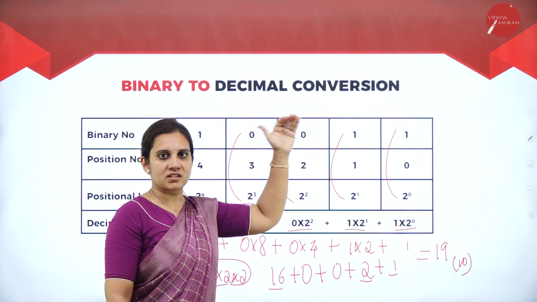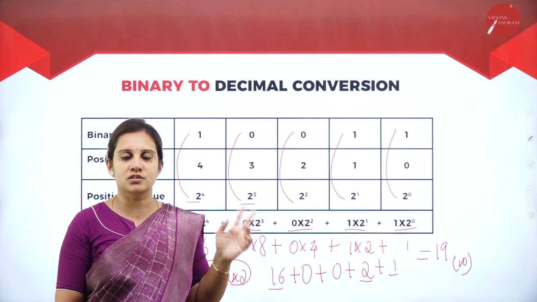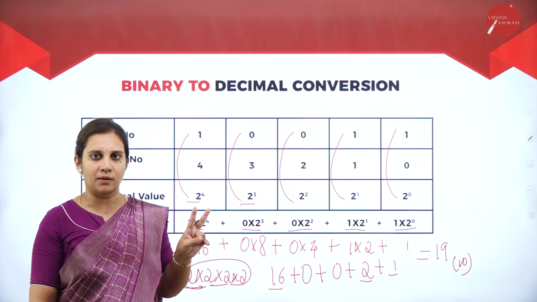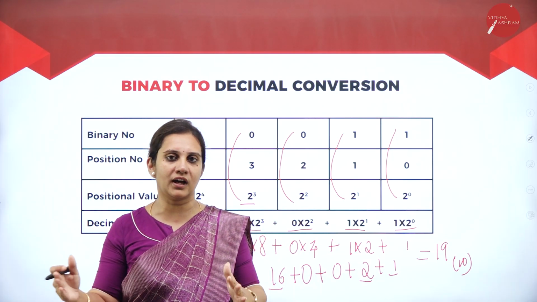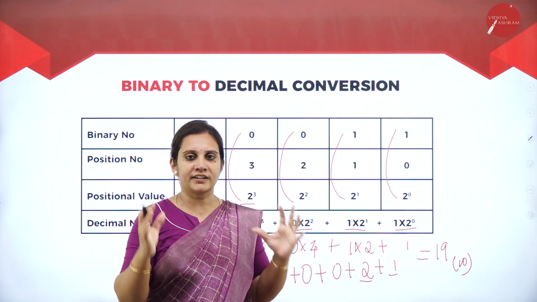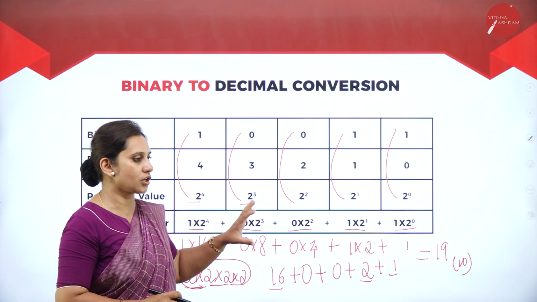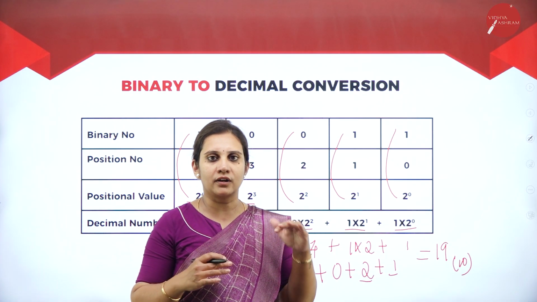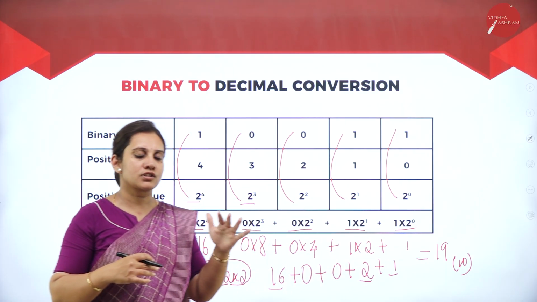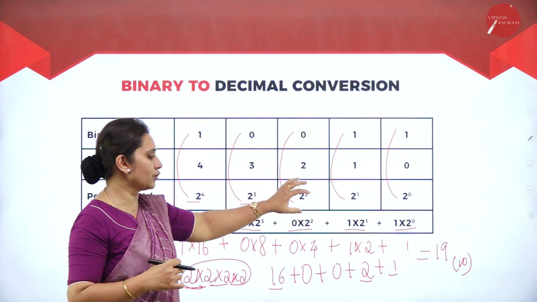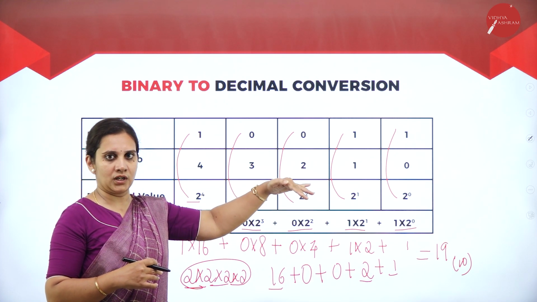So the decimal base is 10. Binary is always base 2, because it has only two digits, zeros and ones. Decimal has 0 to 9 when I count, so it has 10 digits. Hope you understood this. The same procedure will be followed for octal conversion and hexadecimal conversion. Everywhere the positional values will be as we learnt here for binary to decimal.